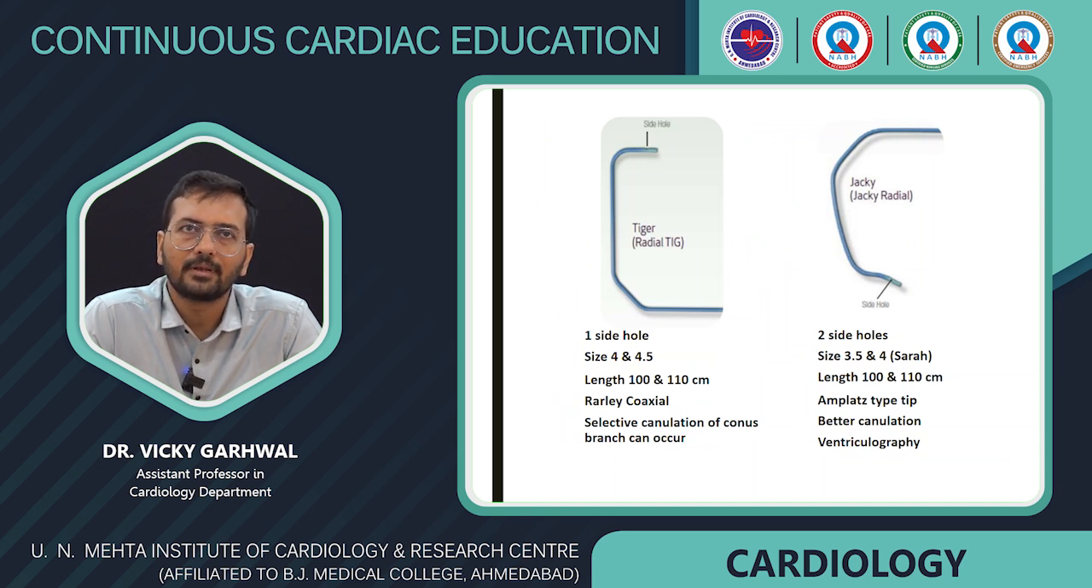This is a diagram depicting the Tiger catheter with one side hole, coming in the size of 4 and 4.5, with a length of 100 and 110 centimeter. And the main problem is selective cannulation of the conus branch, and it is rarely coaxial.